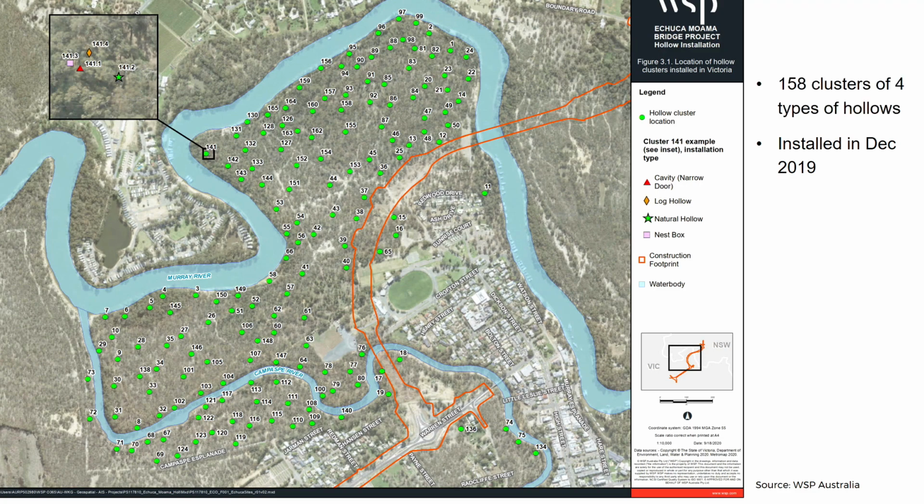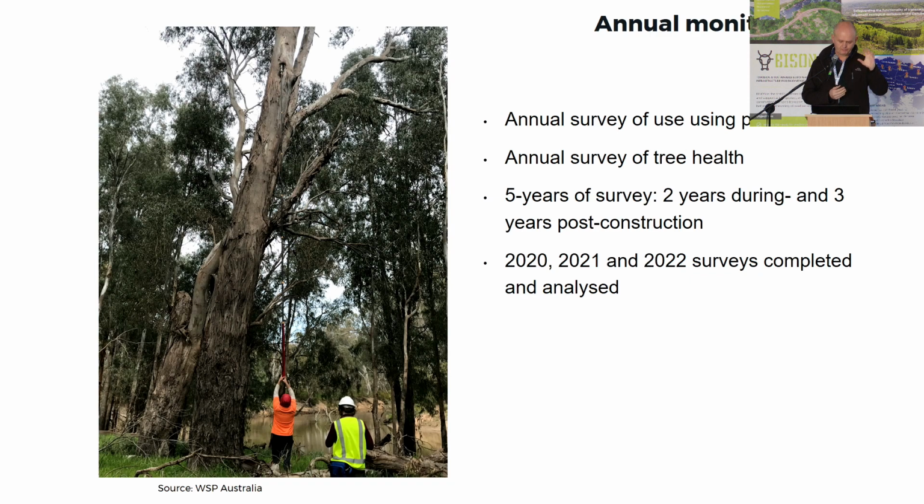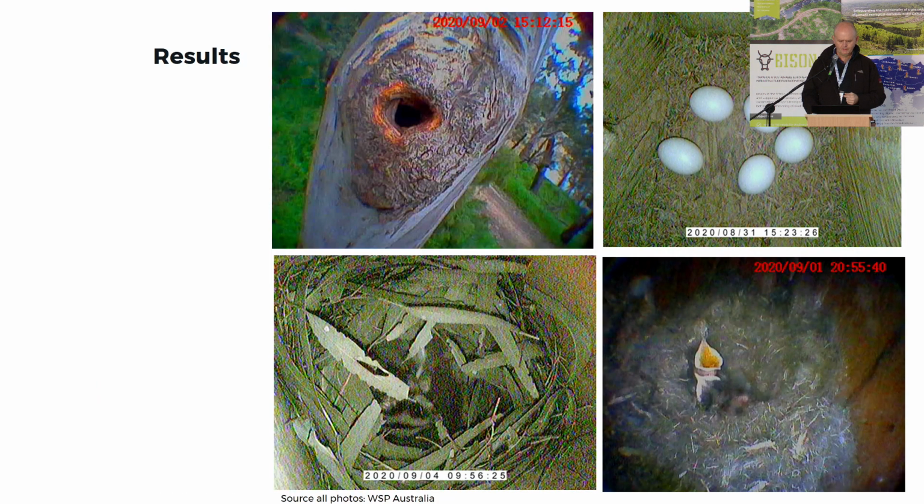They were installed in December 2019, and every year we're going in and surveying use with a camera on the end of a pole. I'm not sure you can really see that there, but there's a camera right at the top of that pole. And we look inside the hollow, we see which species are using them, we assess the health of the tree and assess the condition of that hollow. And we've been doing that for 3 years already, installed in 2019 and a survey in 2020, 2021 and 2022. There's another 2 years to go.